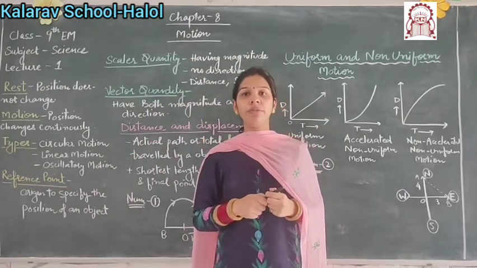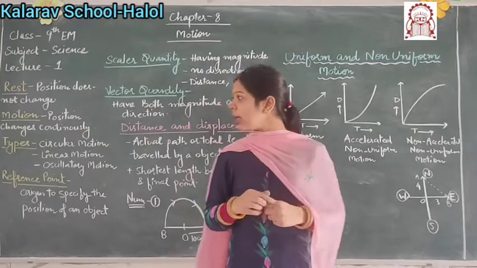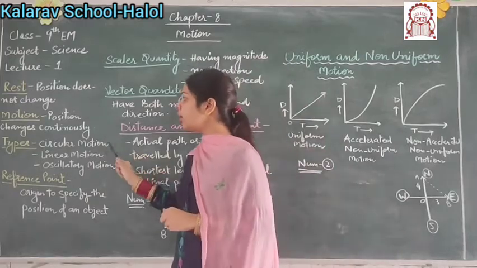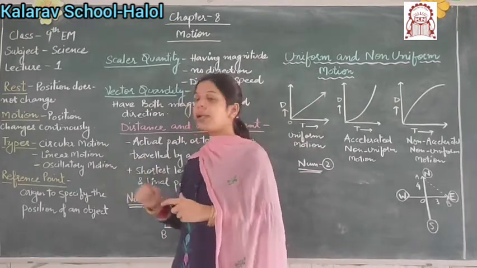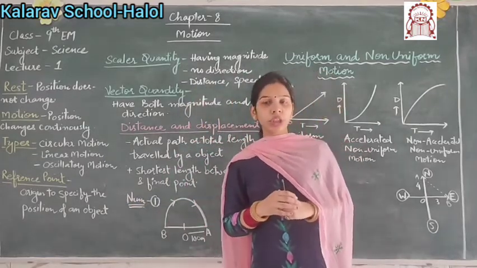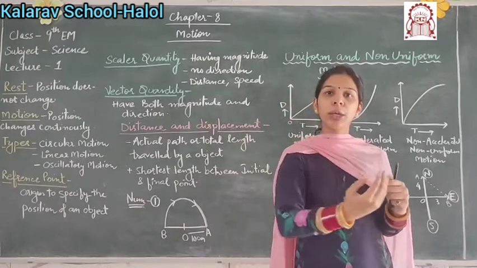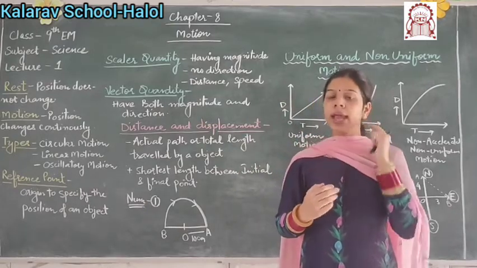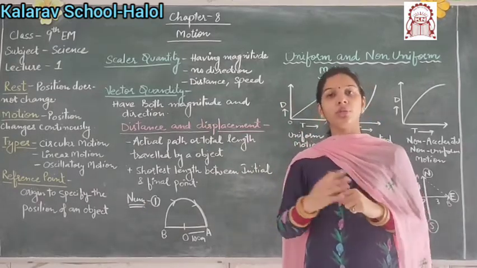Motion is of three types. Number one is circular motion, then linear motion, and oscillatory motion. An object is said to be in circular motion if it moves in a circular path. Then we can say that the object is in circular motion.